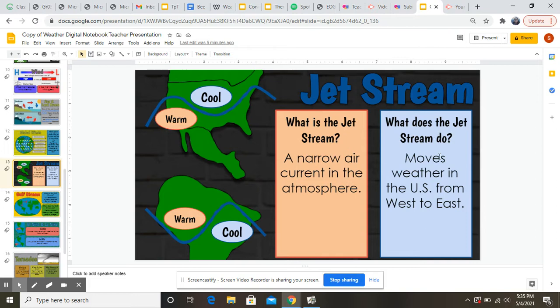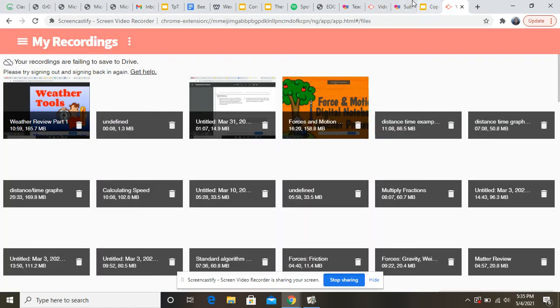So what does the jet stream do? It moves weather in the U.S. from west to east. So it is blowing from west to east. We are only focused on America right here. We're not going to worry about this down here. We only want to focus on this to predict weather in the United States. If you are located above the jet stream, you will have cold temperatures. If you are located below the jet stream, you will have warm temperatures. Only focused on this weather.